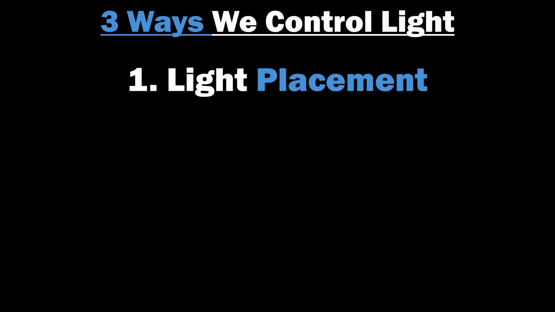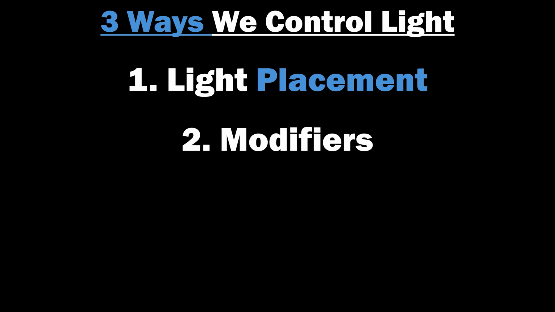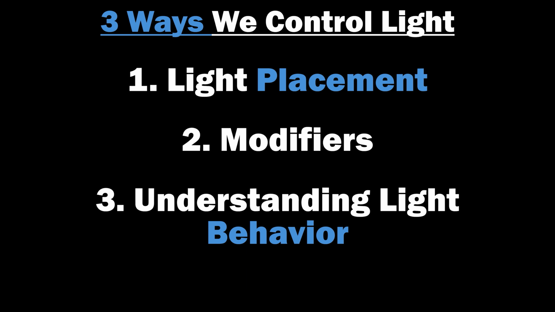So there's 3 key ways that we can control light: light placement, modifiers, and understanding light behaviors. We're going to start with that third thing, which is understanding light behavior, because I think it's really the foundation.